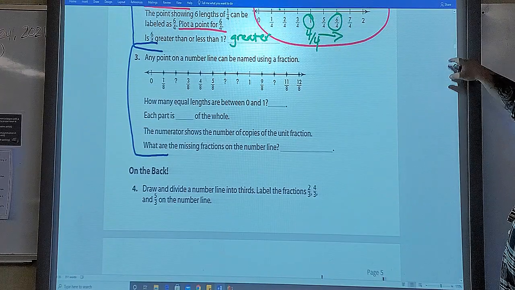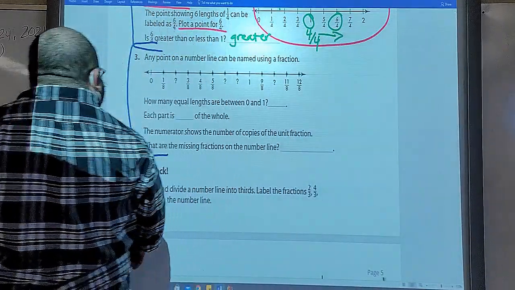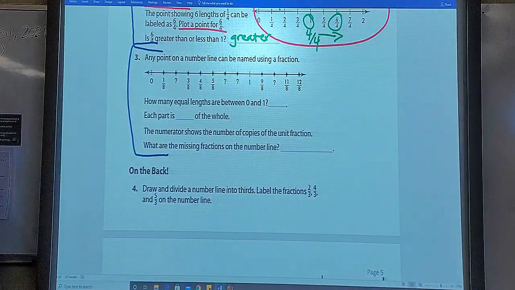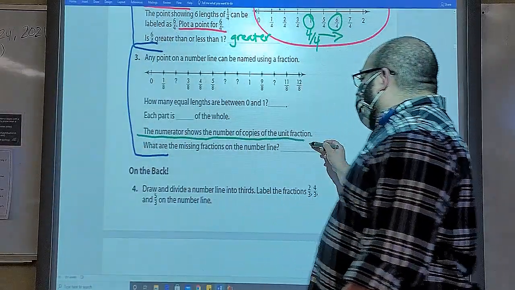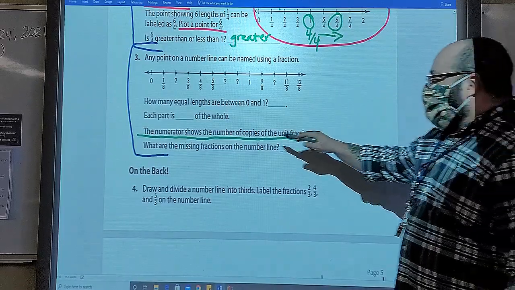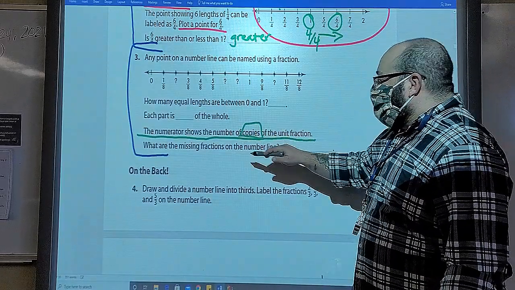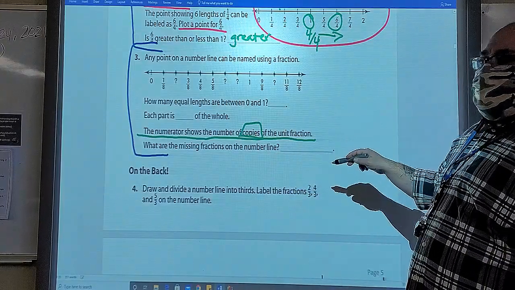There we go. Any points in a number line can be named using a fraction. Now it asks us how many equal lengths are between 0 and 1. It says each part is blank of the whole. It says the numerator shows the number of copies of the unit fraction. What are the missing fractions of the number line? Okay, so here's a little hint. It gave us a little piece of information right here. The numerator shows the number of copies of the unit fraction. Copies. That means how many jumps? How many lengths? Right, Allie?